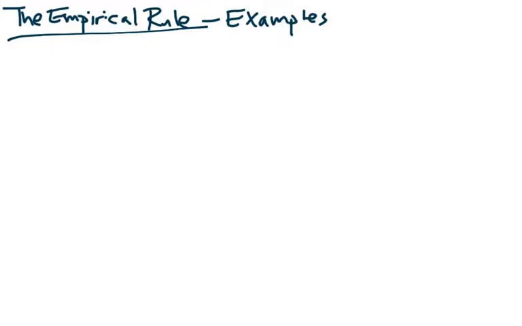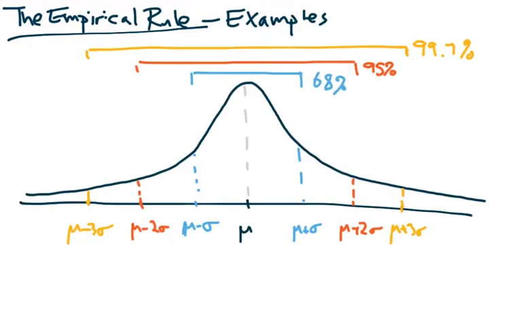We're going to do the empirical rule, part 2, talking about examples. Last time we talked about how 68% of the observations will be between one standard deviation below and one standard deviation above the mean. So that's mu minus sigma, one standard deviation below the mean, and mu plus sigma, one standard deviation above mu.